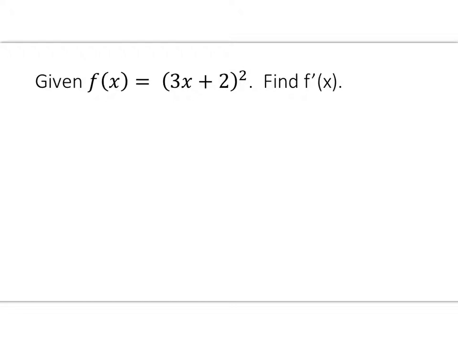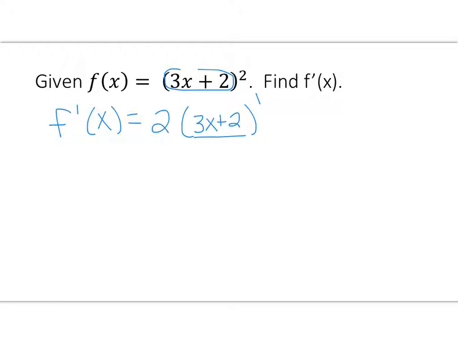Let's try another one. Given f of x equals (3x plus 2) squared. Okay, so again, here's my inner function, the 3x plus 2. So to get my derivative, I'm going to work on the outer function, which is just a power rule. So 2 times whatever that thing is to the first. So I'm going to plug in what I took the derivative of there. That's the 3x plus 2. But now over here, I need the derivative of this thing. So the derivative of 3x plus 2 is just 3.